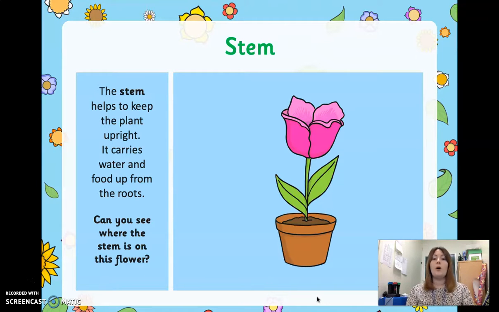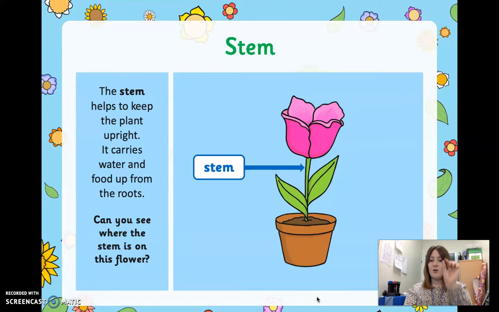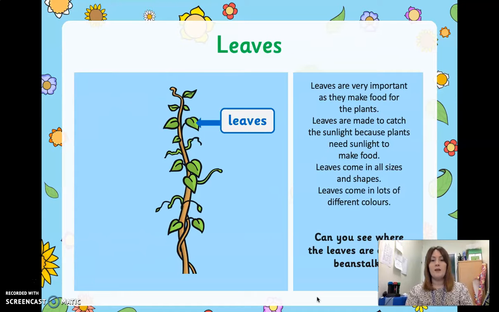So can you, on this picture, spot where the stem is? See if you can point it out. Let's see if you're right. This part here is the stem. So like I just said, it's the long, thin bit in the middle that leads up to the flower from the roots. So a plant also has leaves.